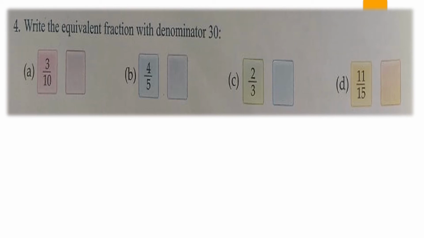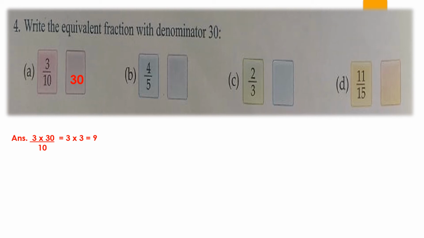Now the next question, number 4. Write the equivalent fraction with the denominator 30. That means your denominator should be 30, and it should be equivalent to 3 by 10. So you have to find out the numerator. What will you do? 3 into 30 upon 10. Cross multiplication. And then the part you find out, you will write on the numerator.